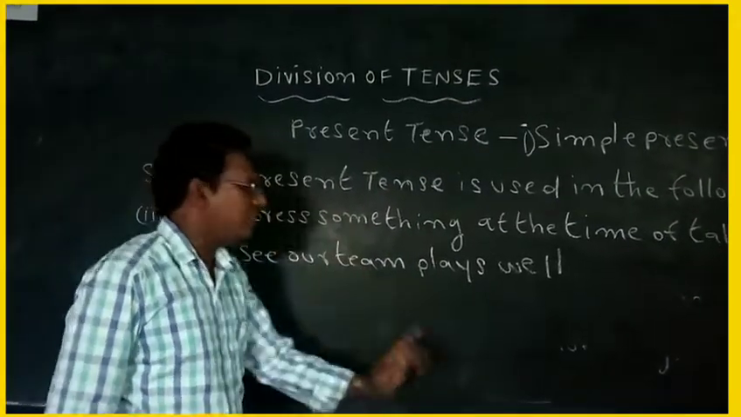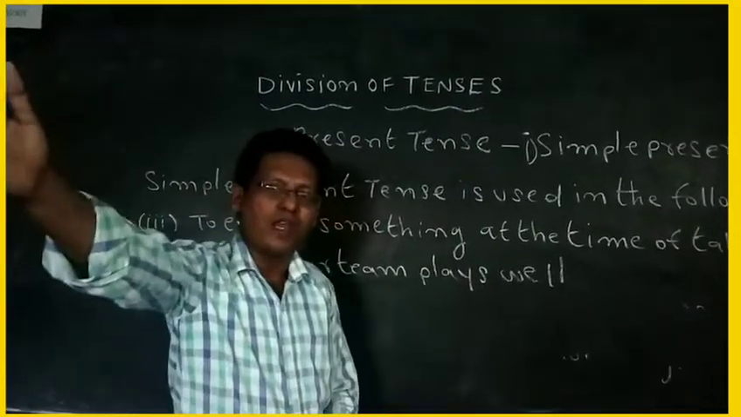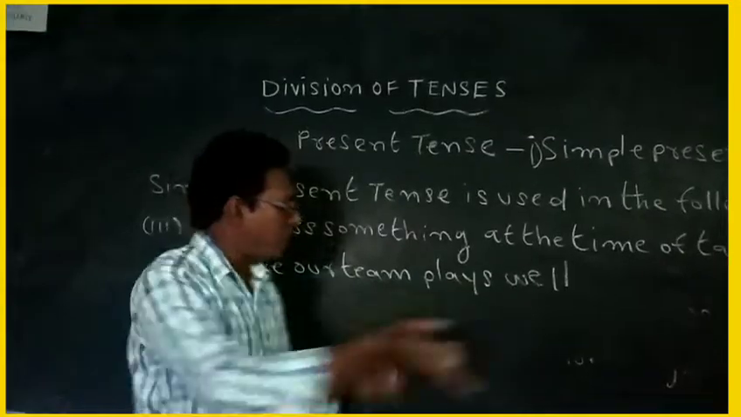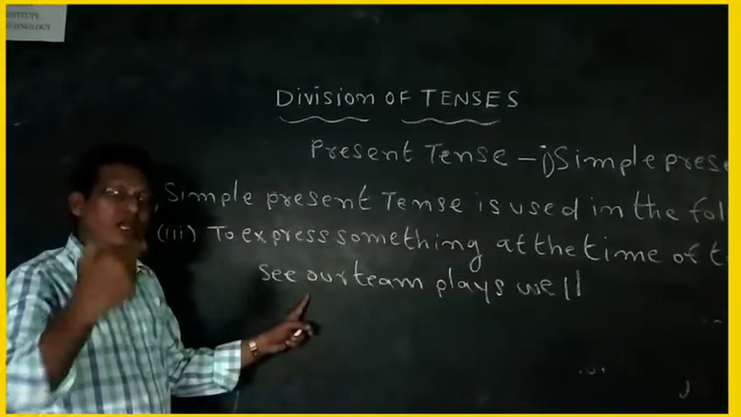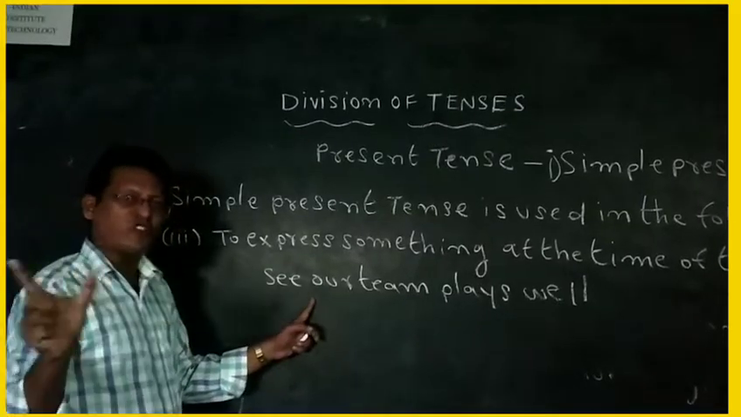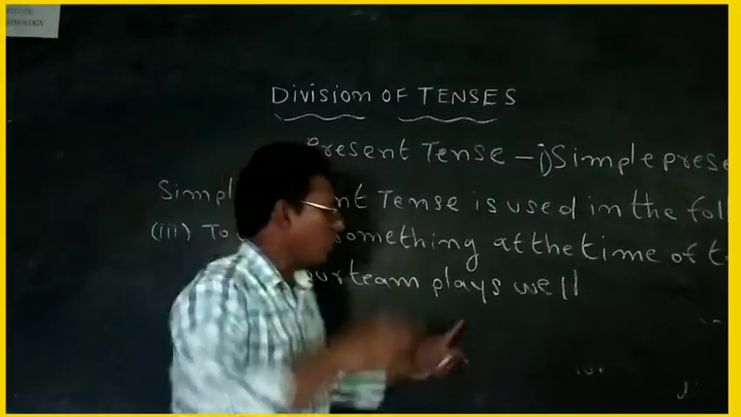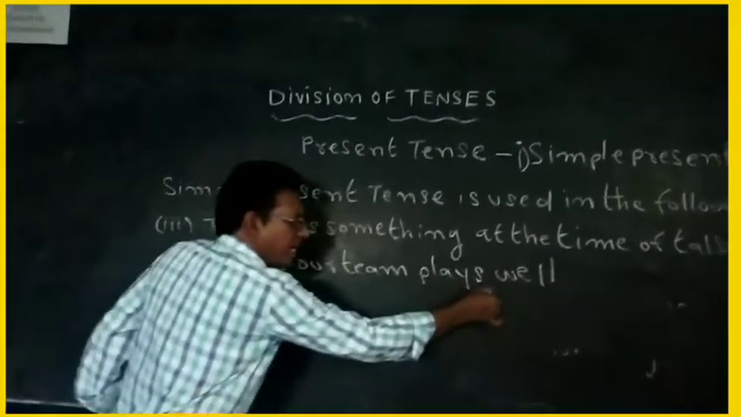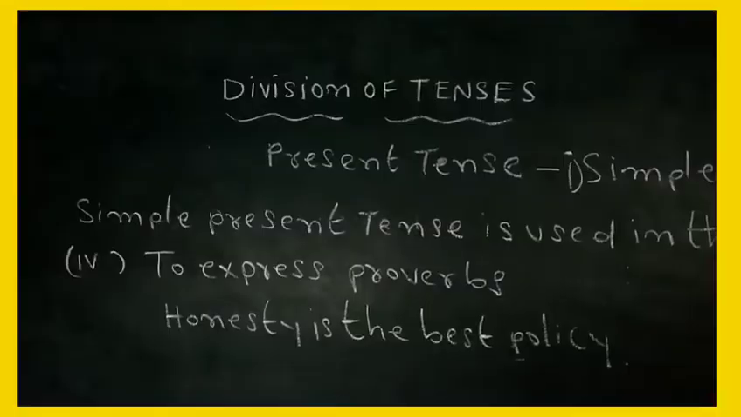In simple present tense, we say, "See our team plays well," means now our team is playing well. Even though we do not use present continuous here, in this situation, this is the exceptional situation I am telling you. Note that one. Don't get confused. But we don't use continuous tense here. In this case also we use the verb in simple present tense.